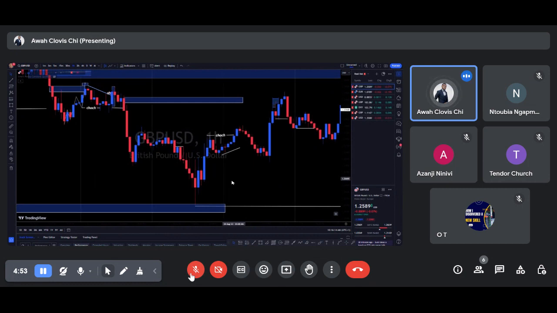Now, what do you notice here? You notice here that after the H4 tap into the zone, what did it create? It created what? An OB. We created an order block here.